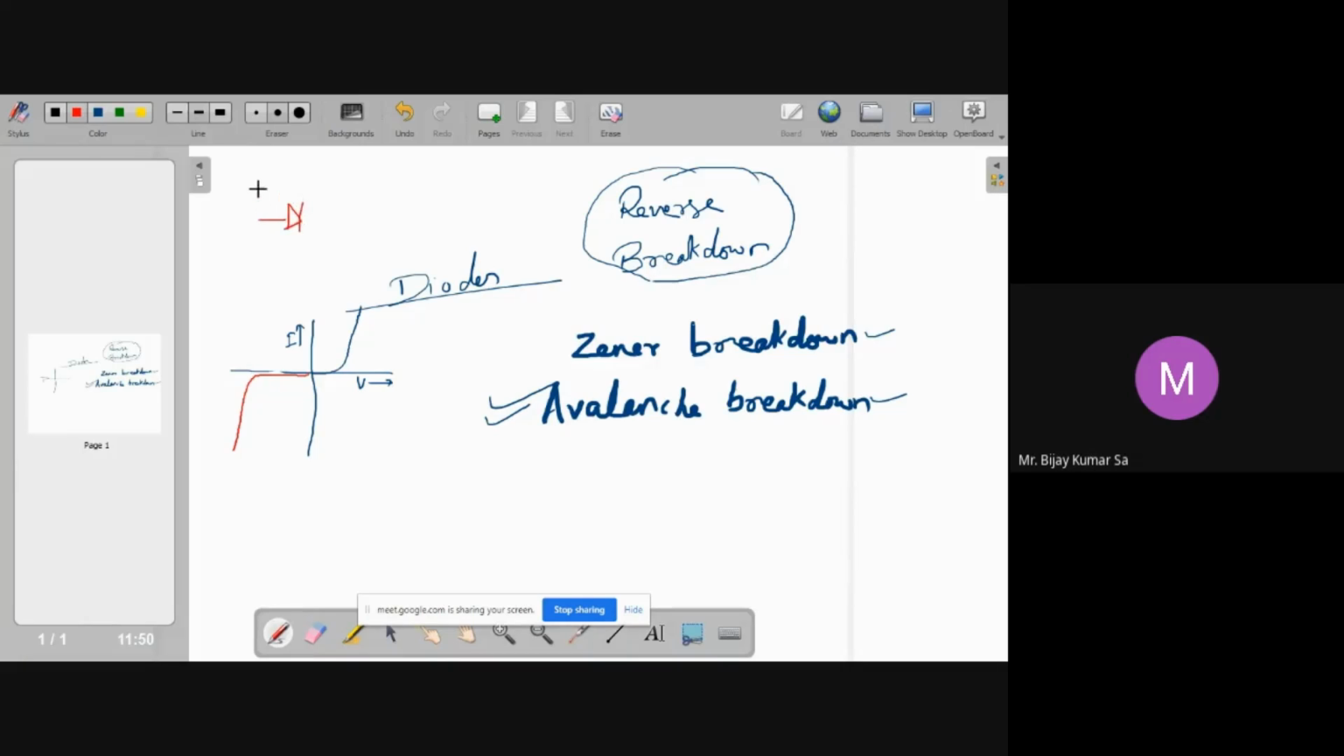How do we apply a reverse bias voltage in this manner? In this circuit, the diode has been reverse biased. This is minus, this is plus. That means higher potential has been provided to the N side of the PN junction diode, so the N type is at a higher potential as compared to the P side. So that is reverse bias.